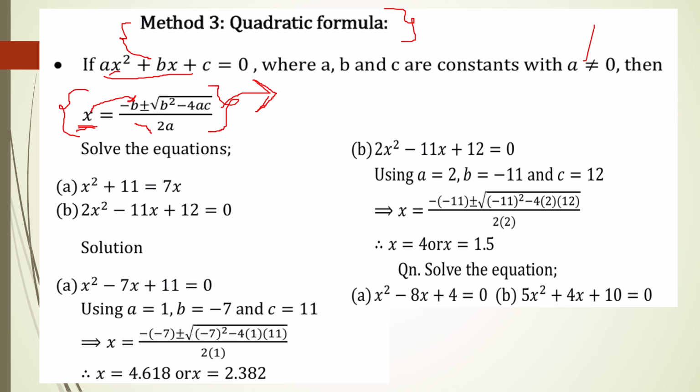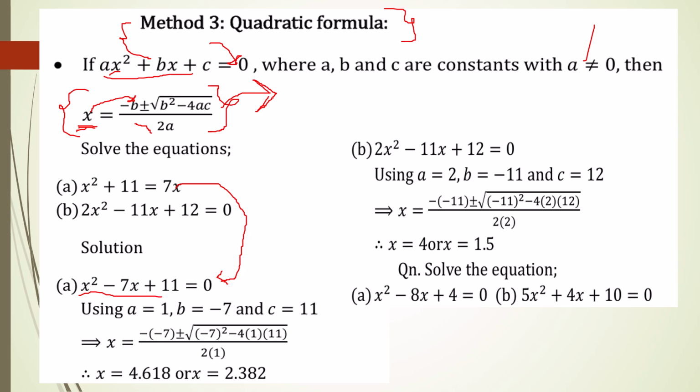So solve the following equations. If you look at these equations, we say that your quadratic equation must be equal to 0 for you to use this formula. So if you look at part A, our quadratic is not equal to 0. So we have to take 7 to the left hand side, and if you do that, we are going to end up with a quadratic equation.